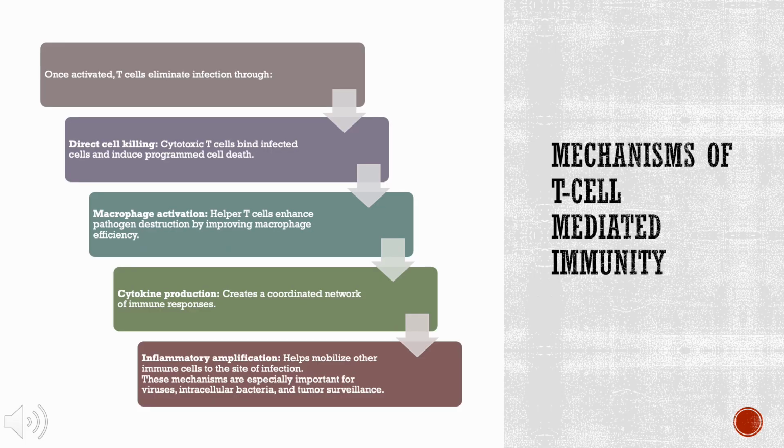Once activated, T cells have several powerful ways to eliminate infections. Cytotoxic T cells can directly destroy infected cells by releasing perforin and granzymes that trigger cell death. Helper T cells improve the killing ability of macrophages, making them more effective at clearing bacteria. T cells also release cytokines that organize and strengthen the overall immune response. These mechanisms are especially important for fighting viruses and infections that live inside our cells.